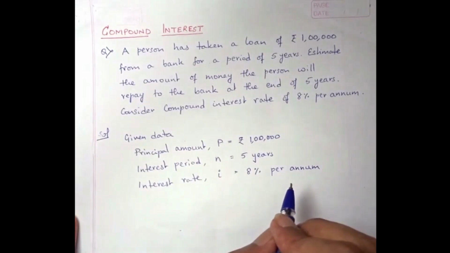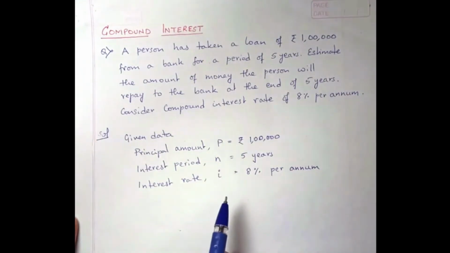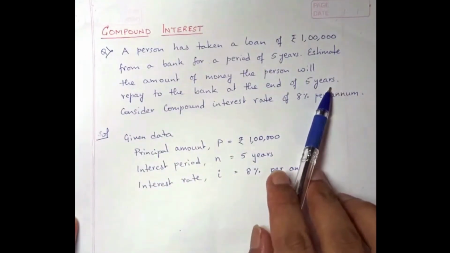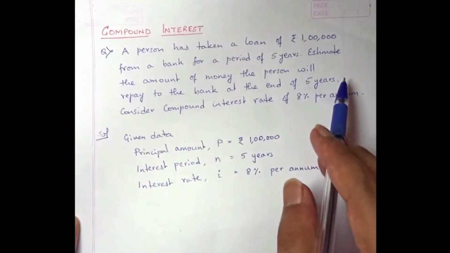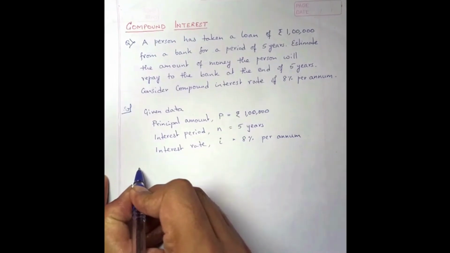So here we need to keep in mind that we'll be calculating what will be the total amount that a person is going to pay after 5 years to the bank, which is going to include the principal amount plus the total interest. So the compound interest formula is going to give us the total repayment amount of that particular person. So we are not going to separately calculate the total interest the person is going to make.